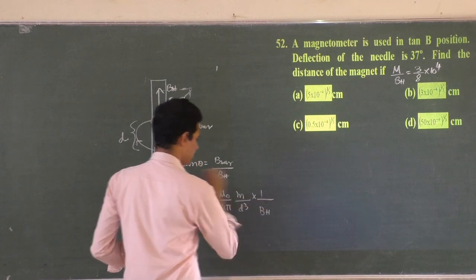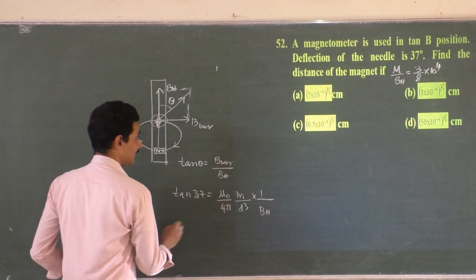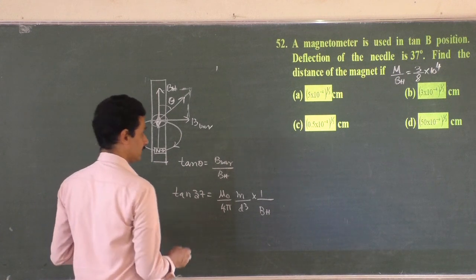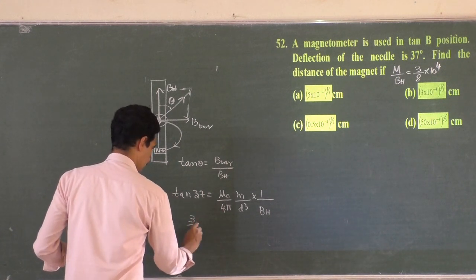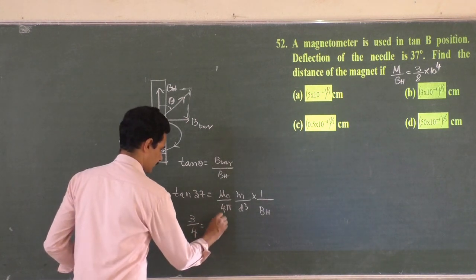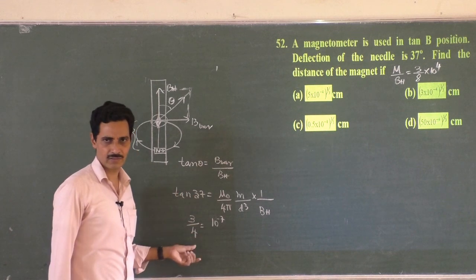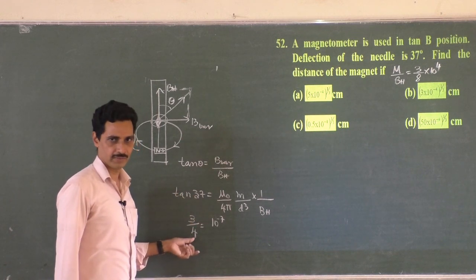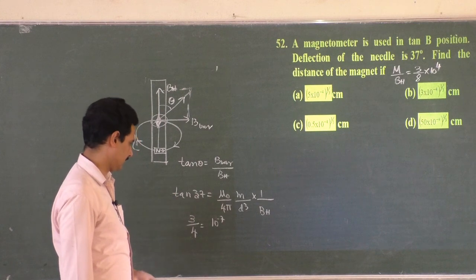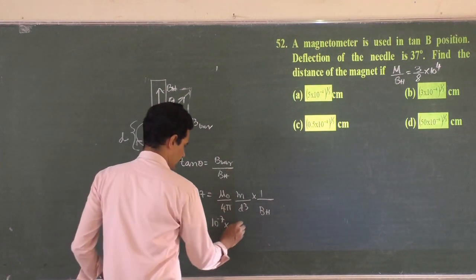But m by BH is given 3/8 into 10 to the power 4. Now it is not 2. Tan 37 is, you have to take it from the previous one again, 3/4. 3/4 is equal to mu0 by 4 pi, 10 to the power minus 7. You need not remember this. For CET it will not be given like tan 37 or so. Even if it is given, the values will be given. But for JEE and all, you have to remember it. 3/4, 10 to the power minus 7, mu0 by 4 pi, 1 by d cube.